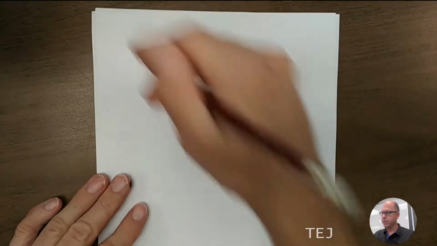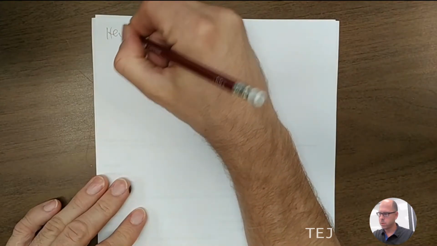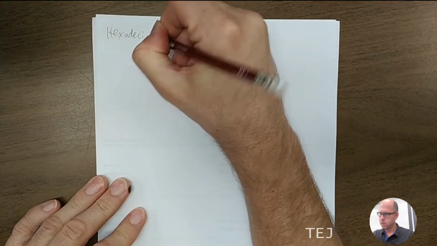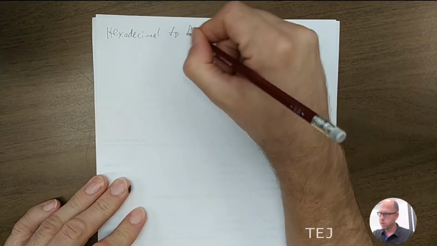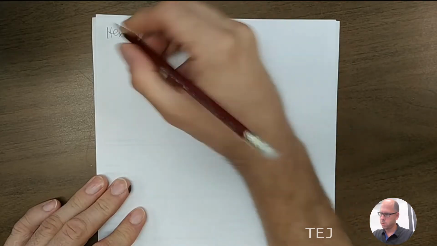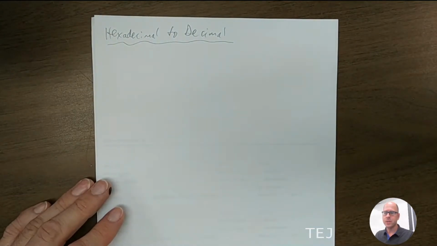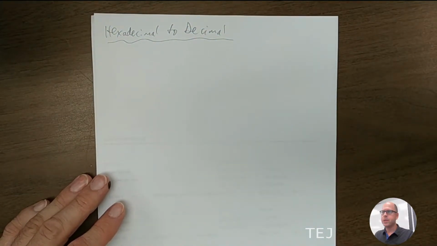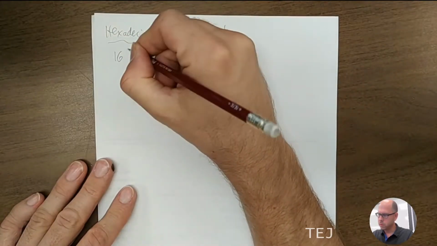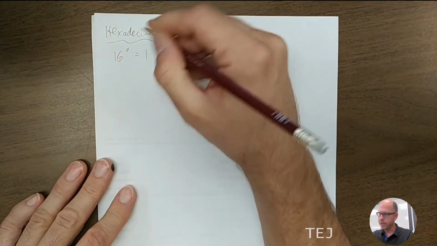All right, here's how you convert hexadecimal to decimal. So hexadecimal to decimal, we'll be using powers of 16. 16 to the power of 0 is 1. This is like your table.